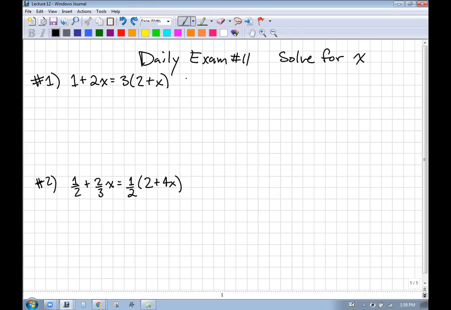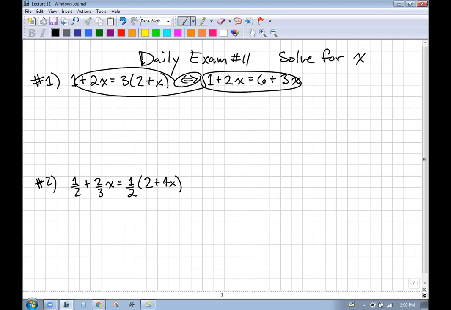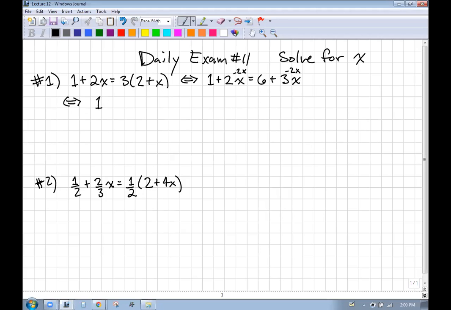So this equation is equivalent to the equation where I distribute the 3. So 3 times 2 is 6, and then 3x. So these are logically equivalent equations, okay? So now let's get all the x's together. I could subtract 2x from both sides. If I did that, I would just get 1 equals 6 plus x.